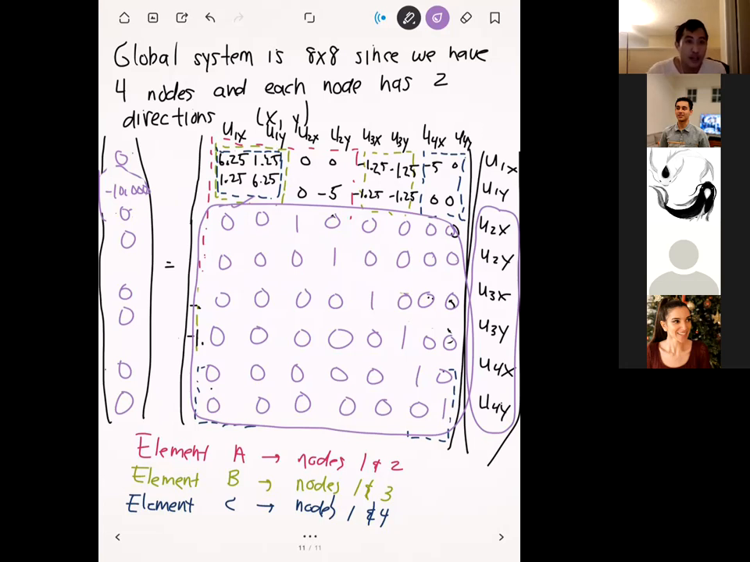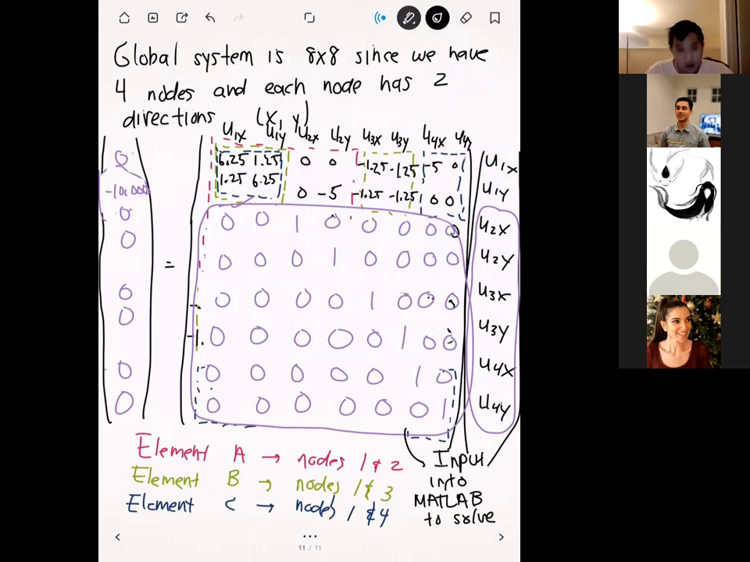In the end we have this 8x8 system that we can solve, and from here you can put this into MATLAB. Now that you have this 8x8 matrix and your 8x1 forcing vector, we can go ahead and input this into MATLAB to solve. Once we do that, then we'll have our solution.